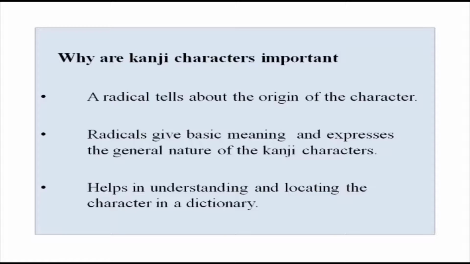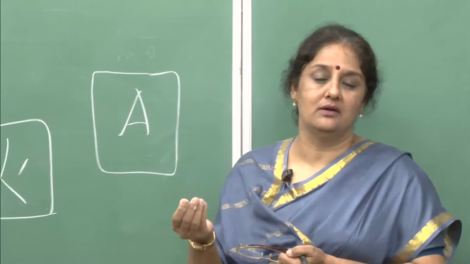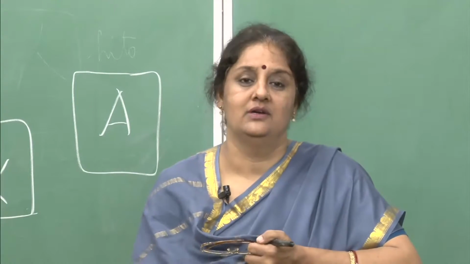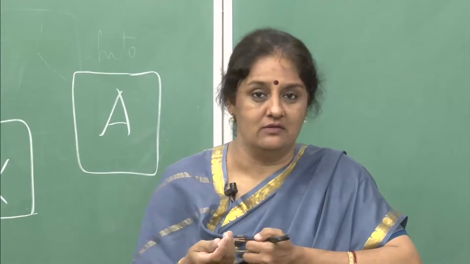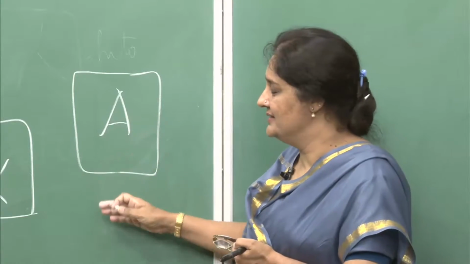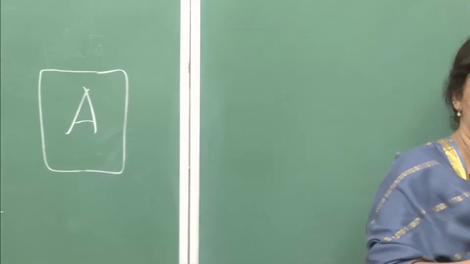It also helps in understanding and locating the character in a dictionary. Now, when you look up a dictionary and you want to find a certain character, how do you go about it? Either it is by stroke order, by the reading of the character, or by the radical. So, these radicals are extremely important for kanjis, and to understand kanji characters, these radicals are important.